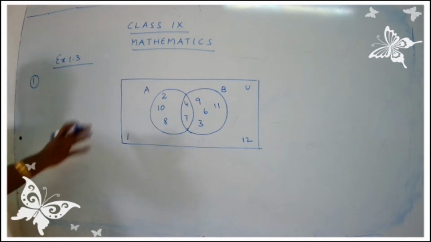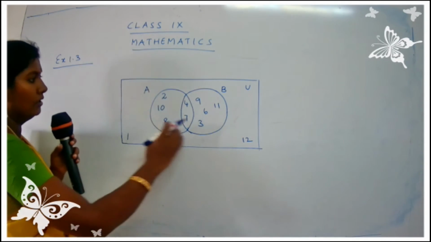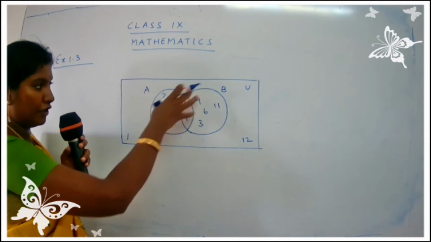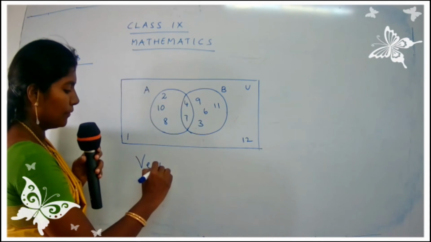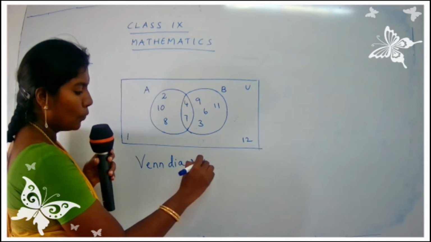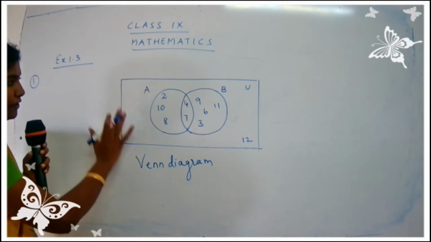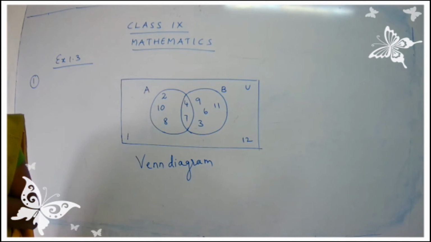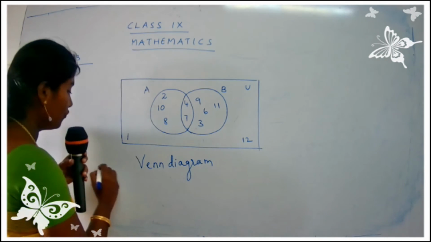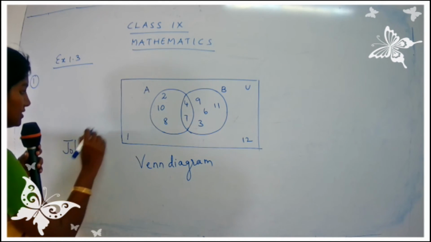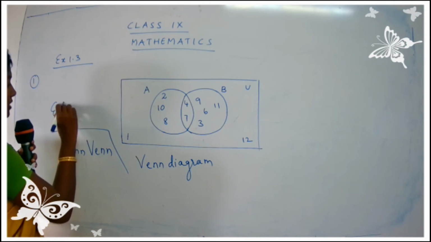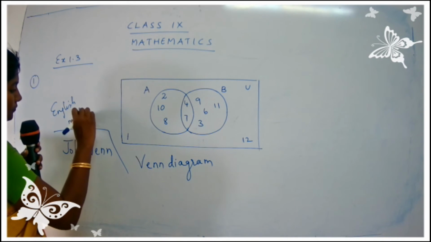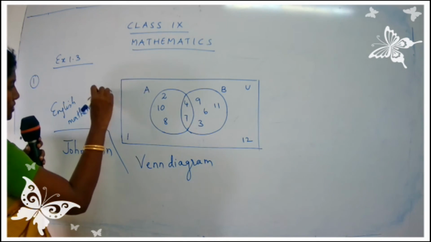When you represent a set using a figure, these figures are called Venn diagrams, okay children? This type of representation is called a Venn diagram, and it was invented by an English mathematician called John Venn. So who invented the Venn diagram? It was John Venn. And who was John Venn? He was an English mathematician.